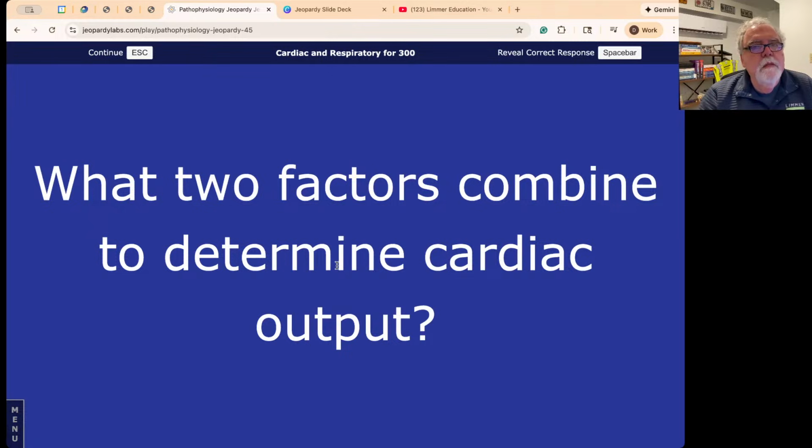All right. What two factors combine to determine cardiac output? What two factors combine? Yeah, we've got that. Is Lori there? I saw Union County. I can't see you, but it's good to know you're there. You guys rock.